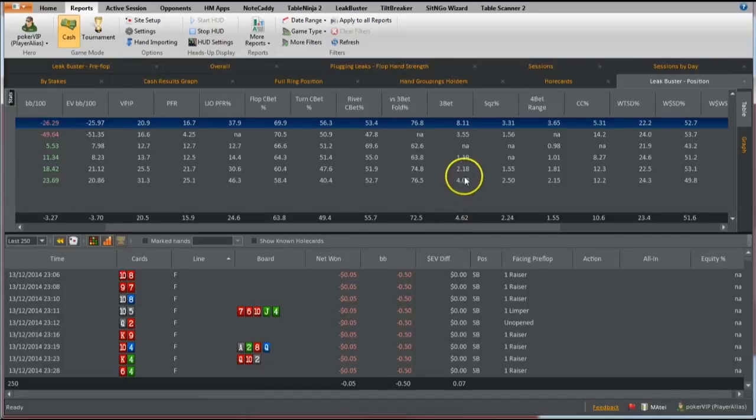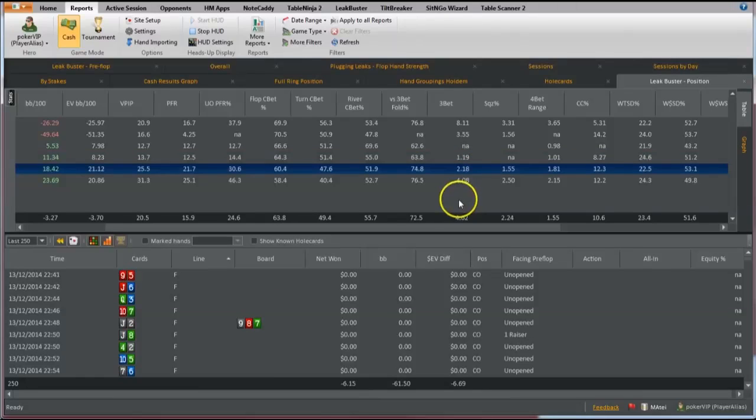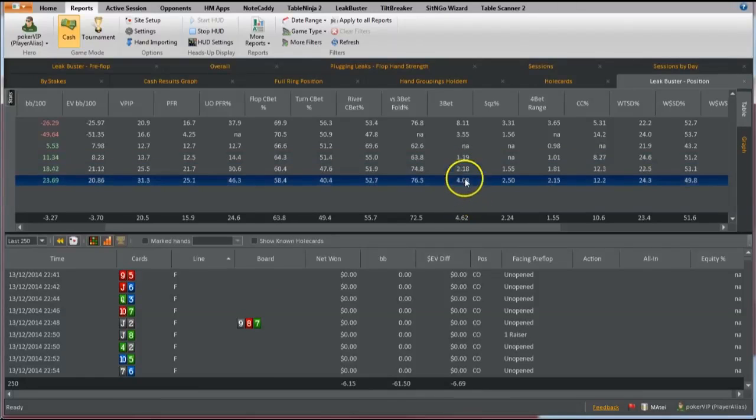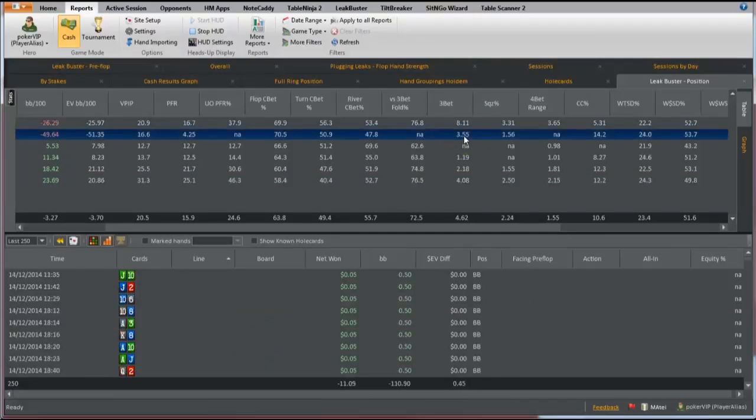As a rough guide by position, we can probably be 3-betting around about 3% from MP, 3 to 4 even, depending on the games we're playing. Cutoff, we can have a 3-bet of around about 6%. Button should be somewhere between 8 to 10%. And 3-bet from the blinds should be somewhere around 8%, so they can be a little bit lower than the button, but they still want to be somewhat high.